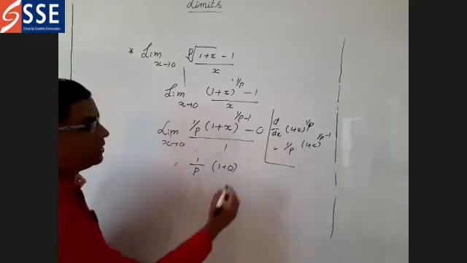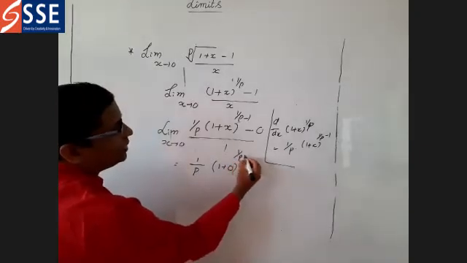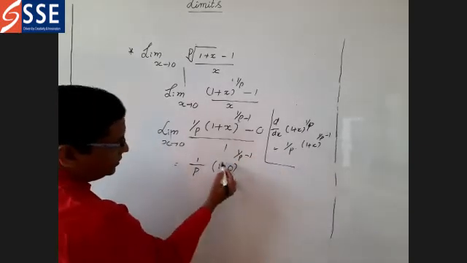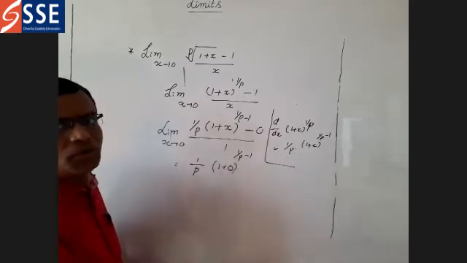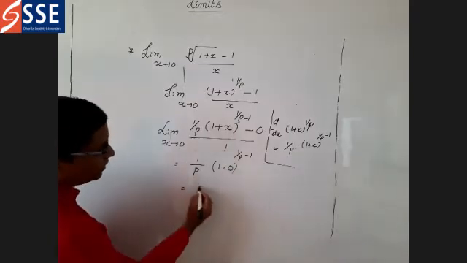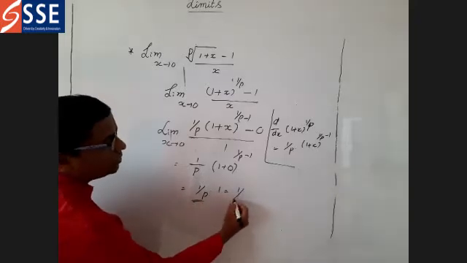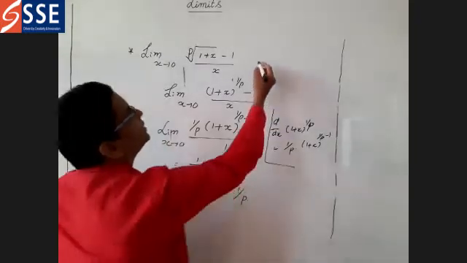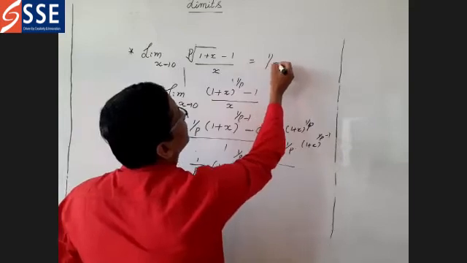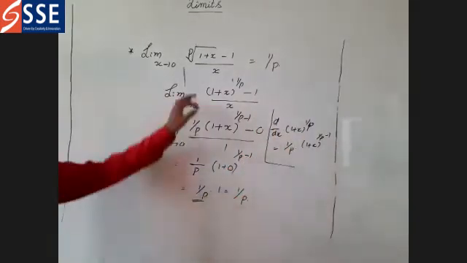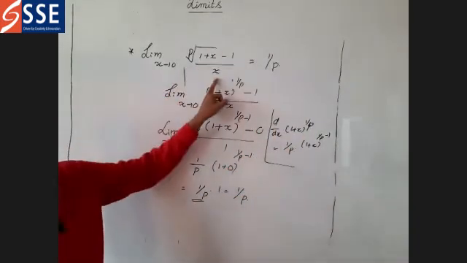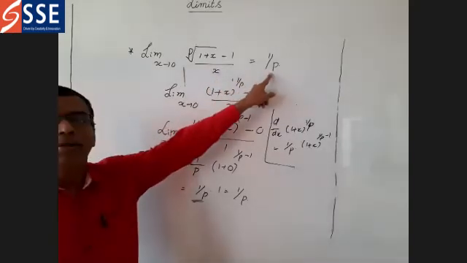Finish this. The whole power 1 by p minus 1. So this becomes 1, and 1 to any power is always 1. So what is the answer? 1 by p into 1, that is equal to 1 by p. So the answer for limit x tends to 0, pth root of 1 plus x minus 1 by x, is 1 by p.